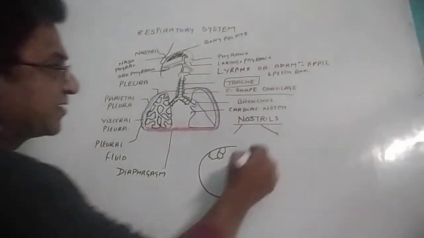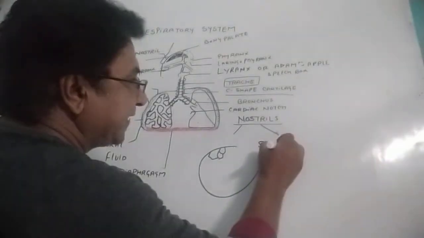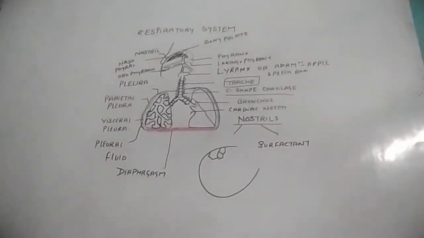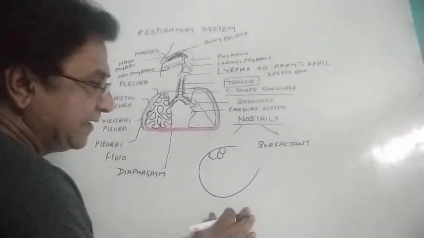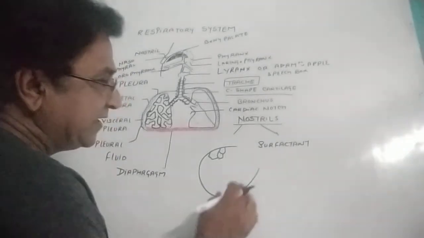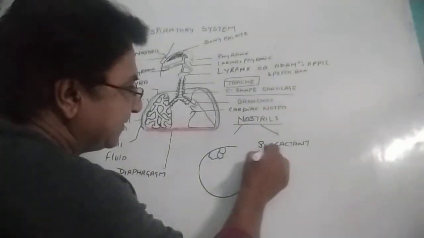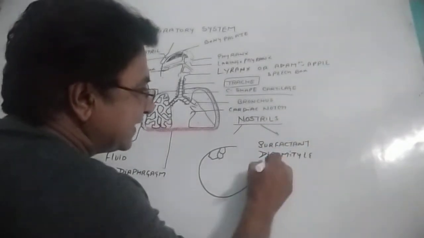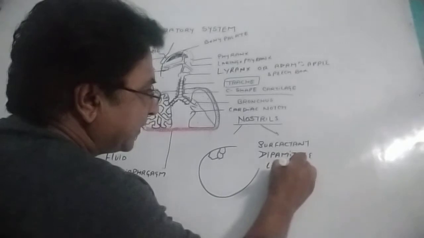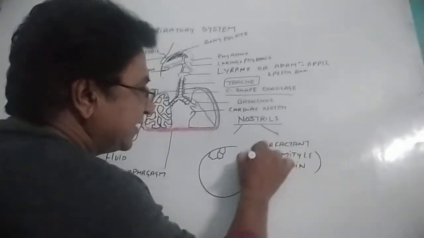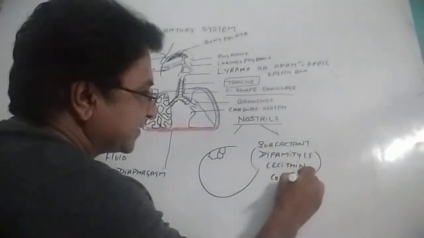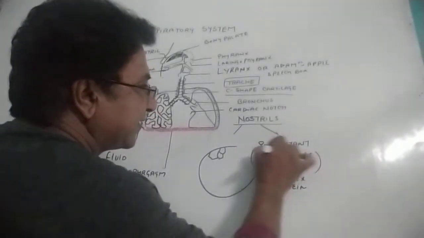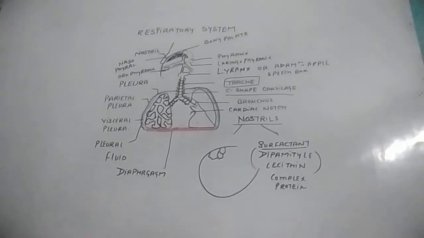Which contains a surfactant. It is a complex protein, basically called dipalmitoyl lecithin. Actually, it is a complex protein structure which works like a surfactant. Let us understand what a surfactant is.